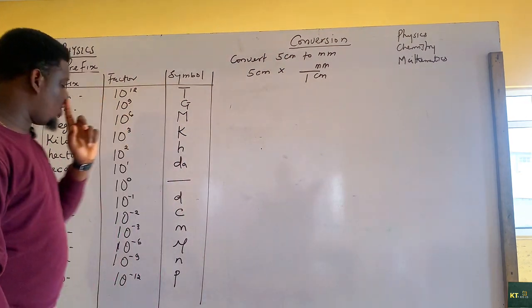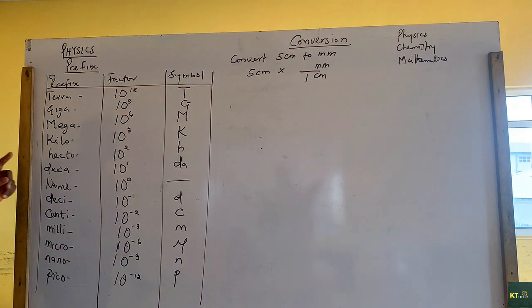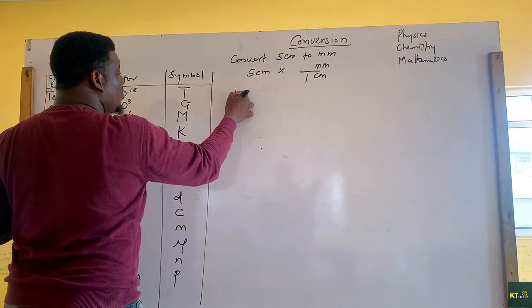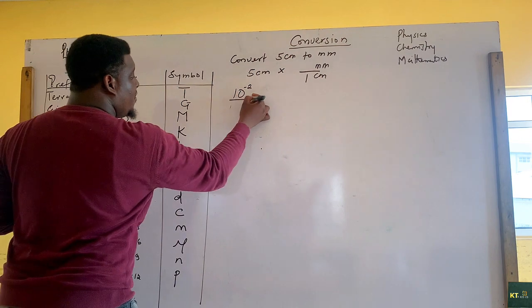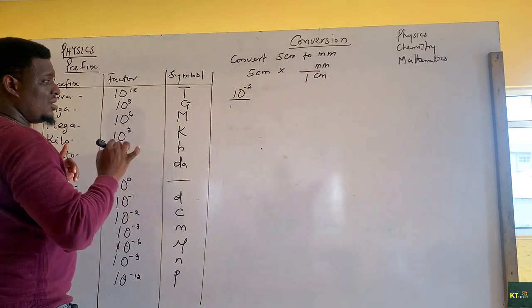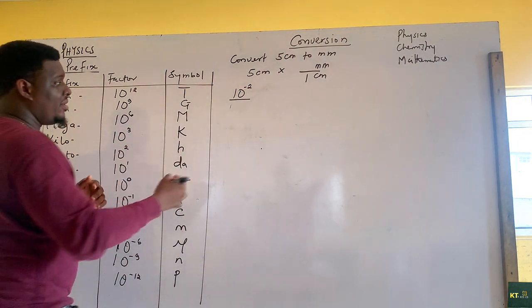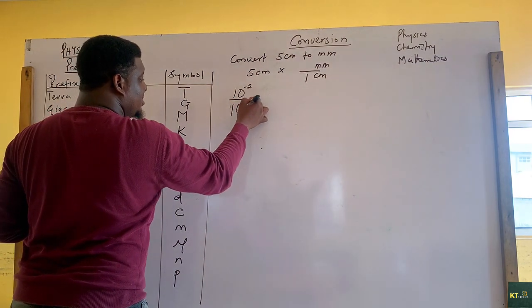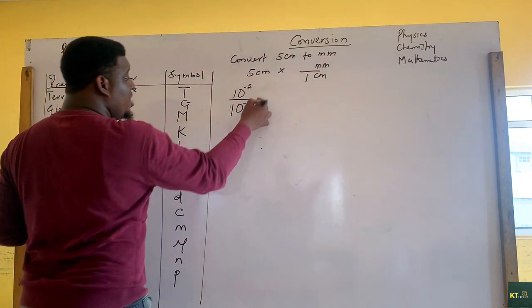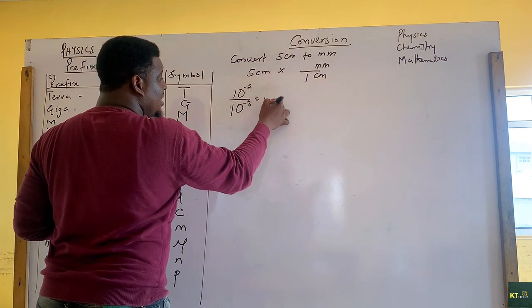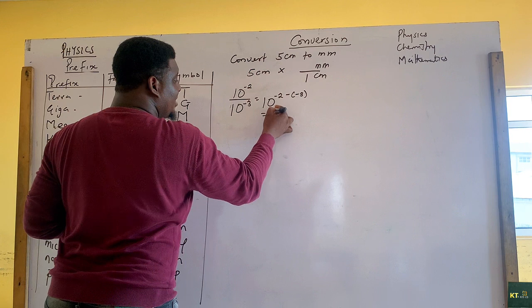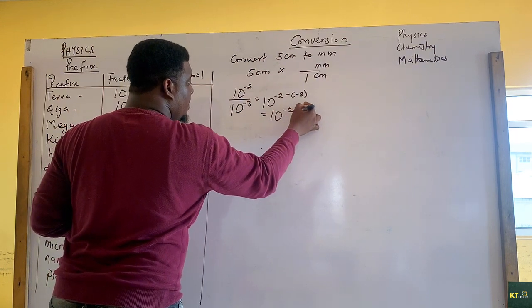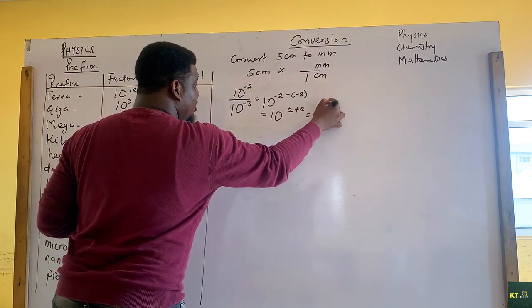The next thing you need to do is look at the bigger one, which is 10 raised to the power minus 2 for centi, over the smaller one, 10 raised to the power of minus 3. When you solve this indices-wise, you have minus 2 minus minus 3, which is 10 raised to the power of minus 2 plus 3, which is 10 raised to the power 1.